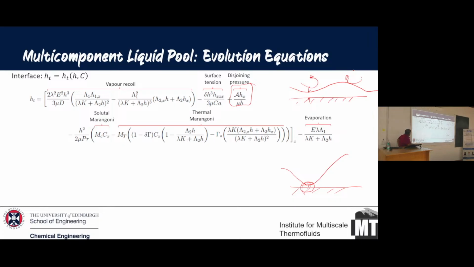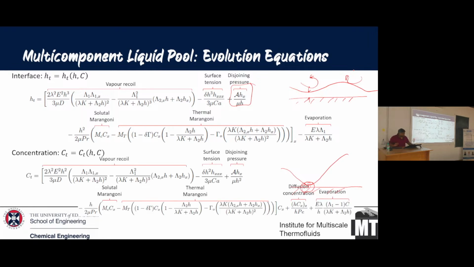Okay, so effectively we are not solving for anything in the vapor phase, but we are approximating it. This is accounting for vapor recoil at that point. The other thing is, similarly as I mentioned, you will also have a concentration equation. Again, the concentration equation is a function of time with respect to the height. So basically, this is the concentration equation on the interface.